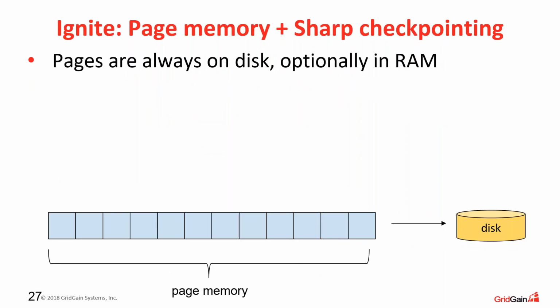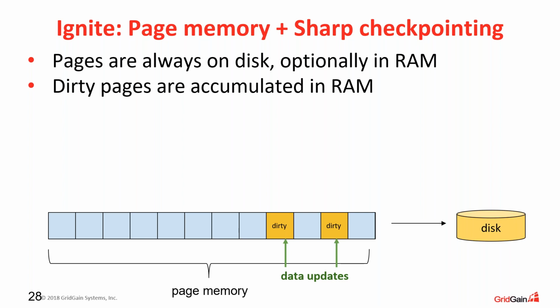Okay, to understand what is sharp checkpoint, let's get started with how Ignite stores its memory on the RAM and in disk. Ignite stores all its data into pages, and pages are always stored on disk, and optionally pages are also stored in RAM. It's kind of caching. It's also what allows Ignite to achieve high performance along with the persistence, and only some hot subset of your pages is stored in RAM.